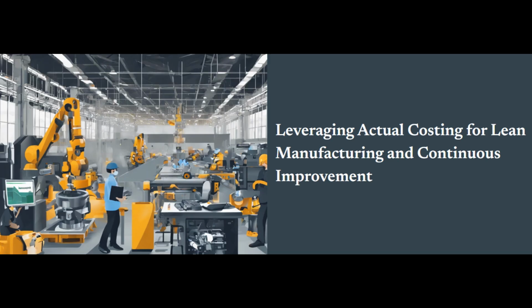Conclusion: the integration of actual costing data with lean manufacturing principles and continuous improvement initiatives is a powerful synergy that can drive significant operational and financial benefits for organizations. By leveraging the granular cost insights provided by actual costing, manufacturers can identify and eliminate waste, optimize processes, and enhance overall efficiency, ultimately contributing to improved profitability, increased competitiveness, and long-term sustainability.